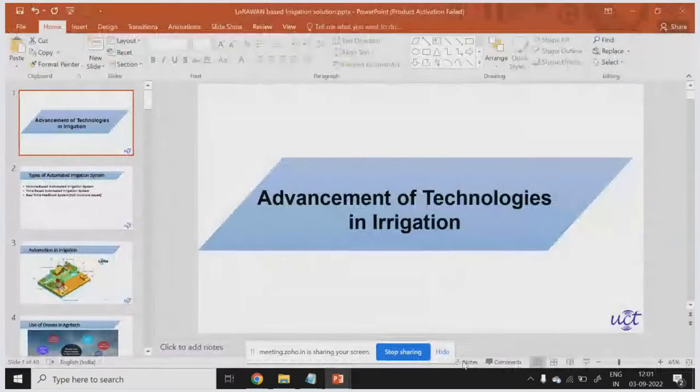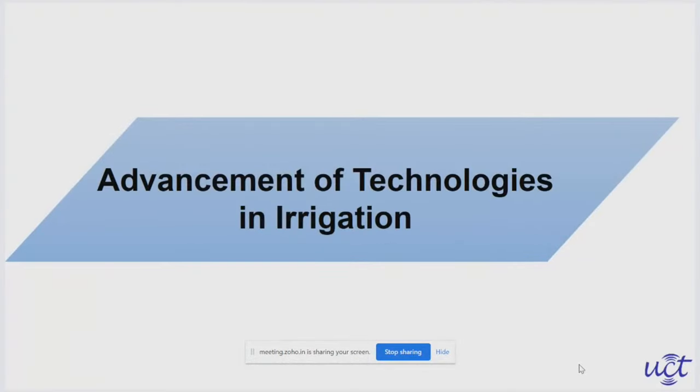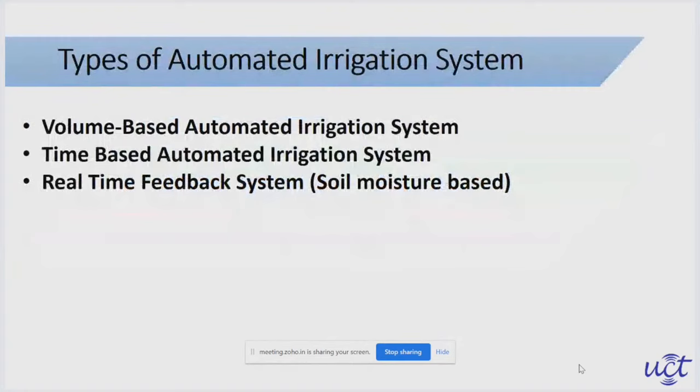Okay, so let's start with advancement of technology in irrigation, how technology is evolving and how it is helping in irrigation systems. Firstly, like we discussed, there are a lot of automated irrigation systems. Basically these systems work on three principles. One is the volume-based automated irrigation system, where we decide that a certain amount of water needs to be put in a particular crop, and accordingly we program the system, and with the help of flow meters we monitor how many kiloliters or liters of water are required on a daily, weekly, or monthly basis.